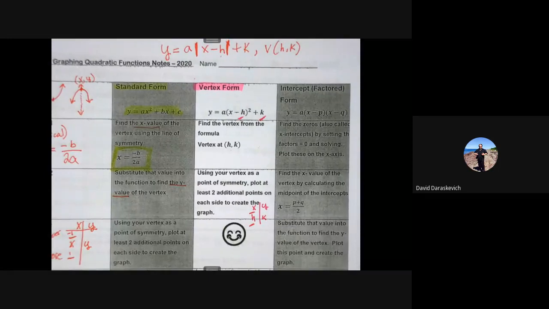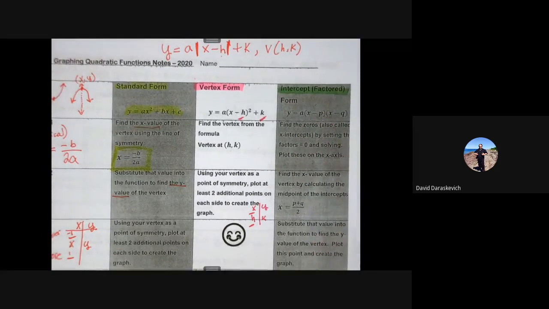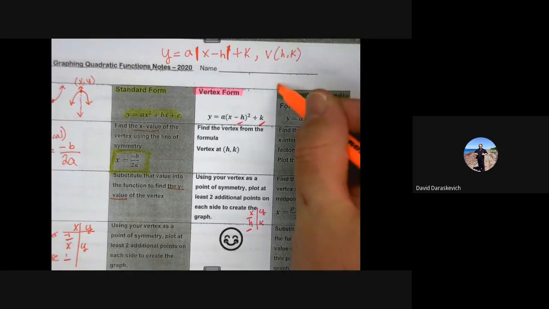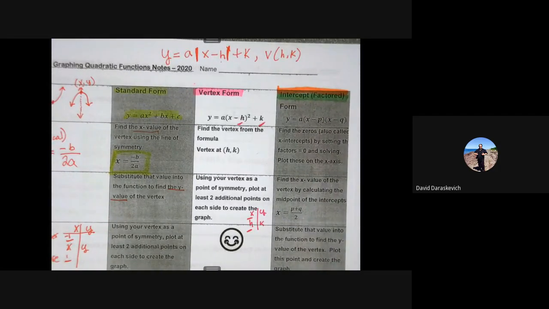Now, intercept form, in the past, I hate to say it, but I've almost ignored it. You can't even see that. Should I try a different color? I got one orange. Let's see if that works any better. A little better. Okay, so intercept form, I tell you the truth, haven't really focused on that in the past.